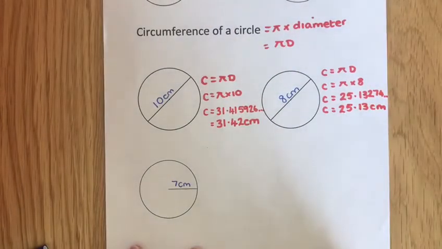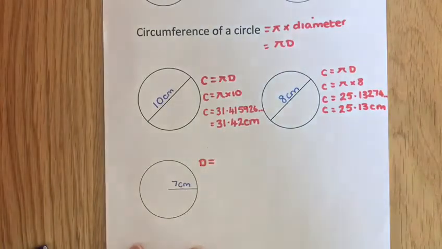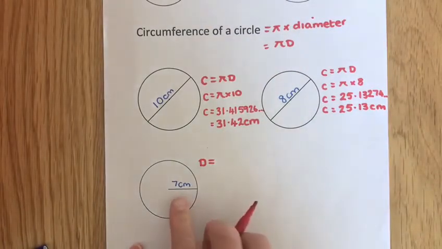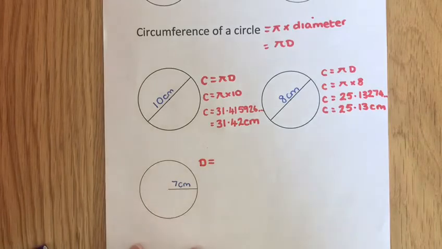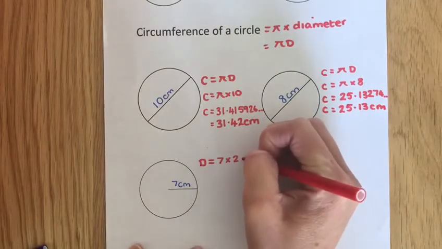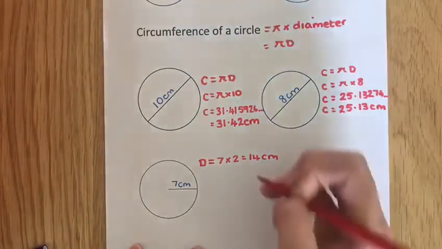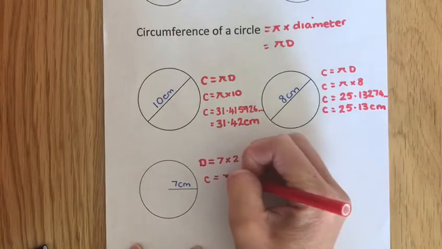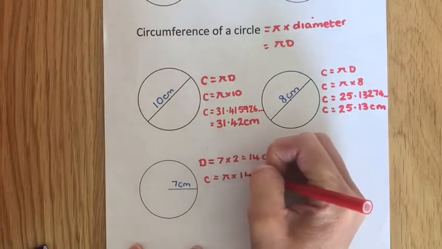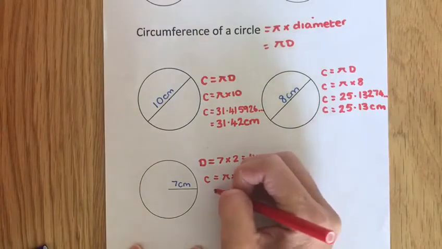Sometimes when you do a circumference, the question will give you the length of the radius and not the diameter. So the first thing to do in these situations is to change your radius into diameter by doubling it. So if I have a radius of 7, I double it to have a diameter of 14 centimetres. And then I carry on as I did in the other examples. I work out pi times 14.